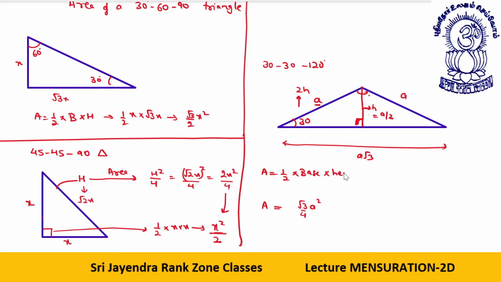Okay, so if I put the formula for area, half into base into height, what do you get? You get half into base. What is the base? The base is a root 3, and what is the height? A by 2. So this becomes root 3 by 4 a square. Am I very clear to all of you? Does it make sense?